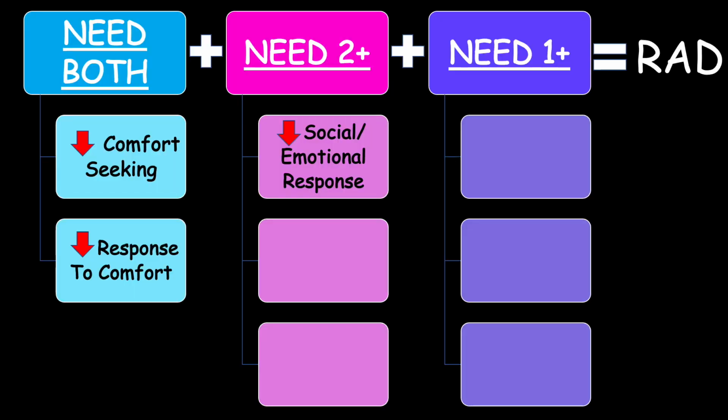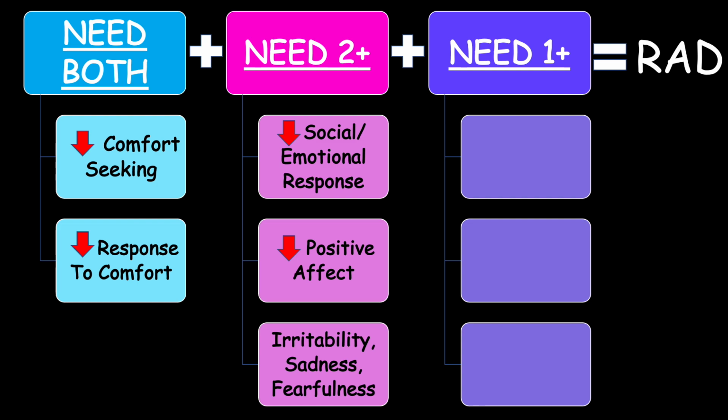Criterion B states that there needs to be persistent social and emotional disturbances, characterized by at least 2 of the following. 1, minimal social and emotional responsiveness to others. 2, limited positive affect. These children will infrequently express positive emotions during routine interactions with caregivers. And 3, episodes of unexplained irritability, sadness, or fearfulness that are evident even during non-threatening interactions with adult caregivers.